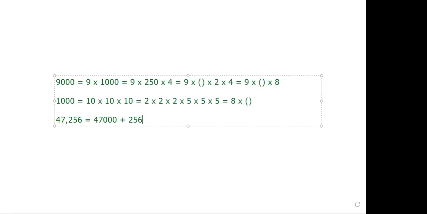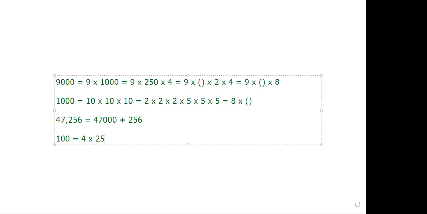Now 47,000 has to be divisible by 8, right? Because it's a multiple of 1,000. So all you need to do is check the 256. If that is divisible by 8, then the whole thing is. Okay. Similarly, 100 is 4 times 25.